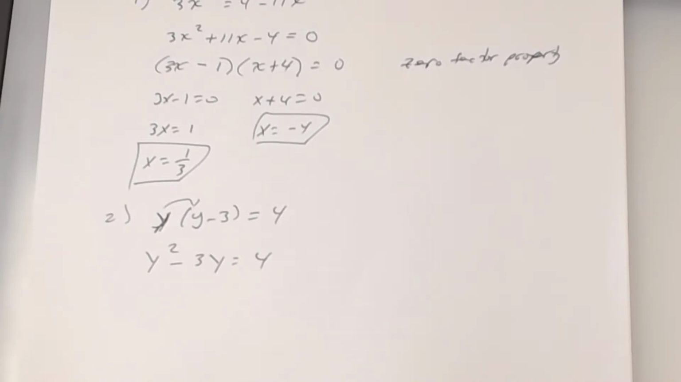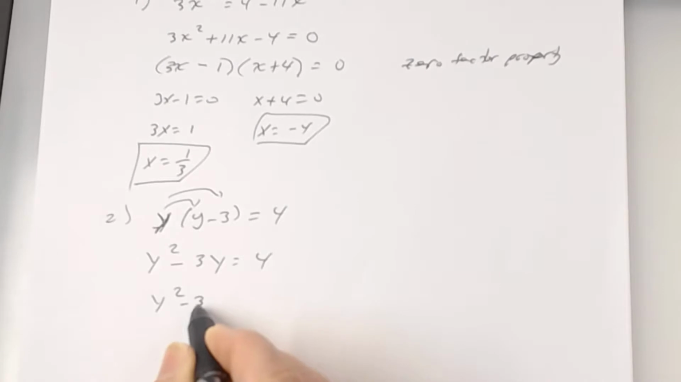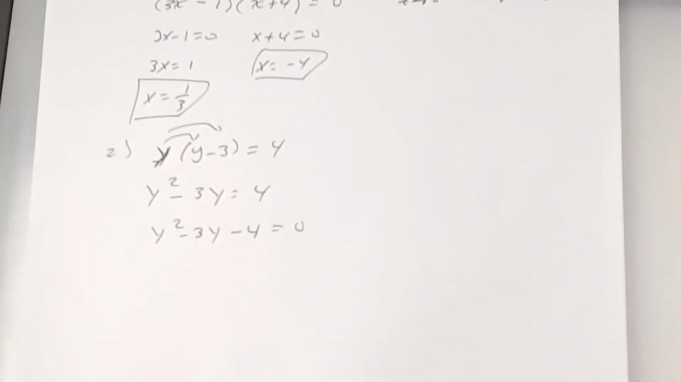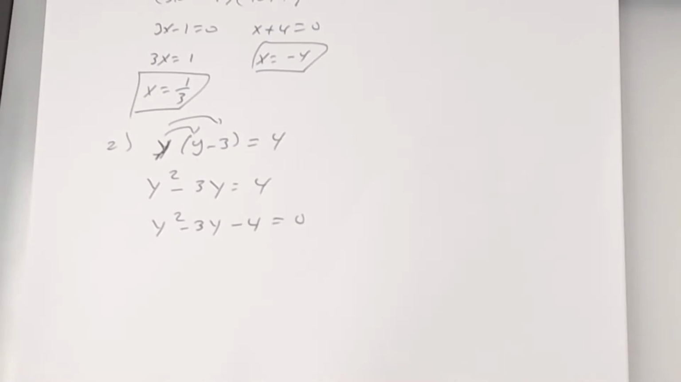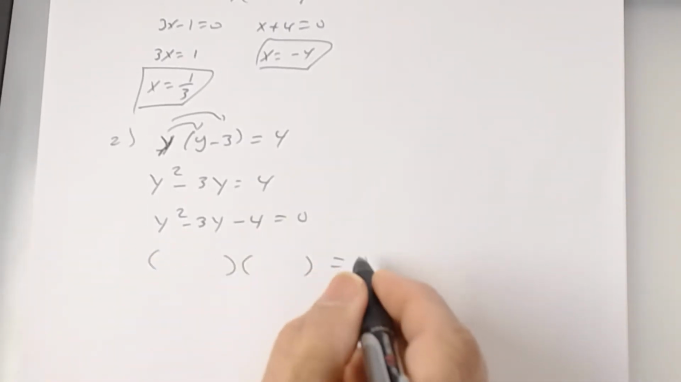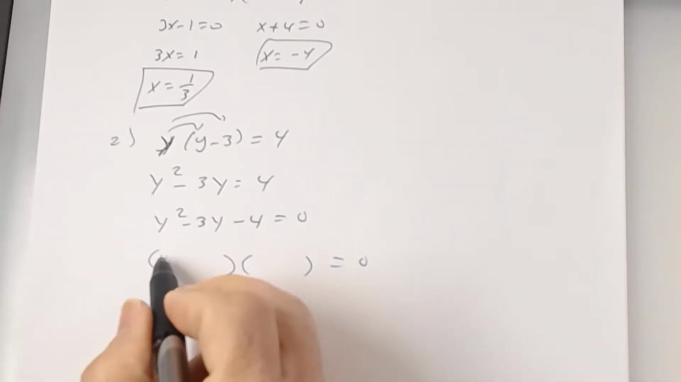No. Put it in general form. I got to have 0 on the other side. So I got y squared minus 3y minus 4 equal 0. All right. And then you factor. The GCF is 1. So let's just factor 2 binomials. That one's easy to do.